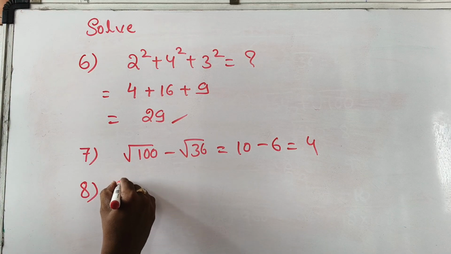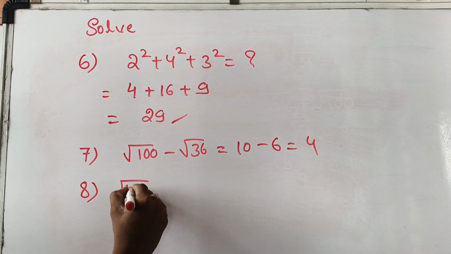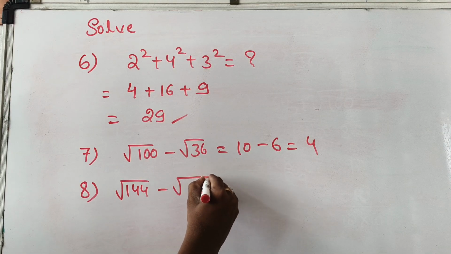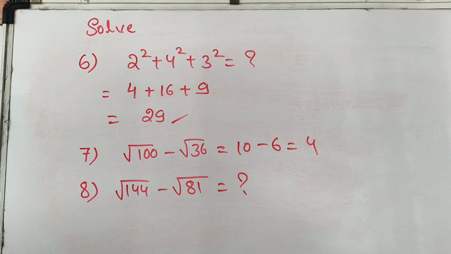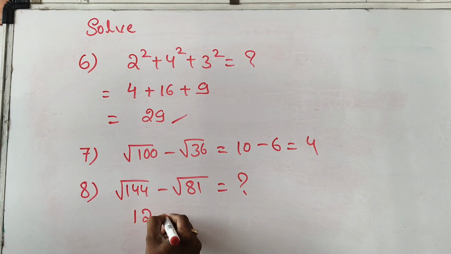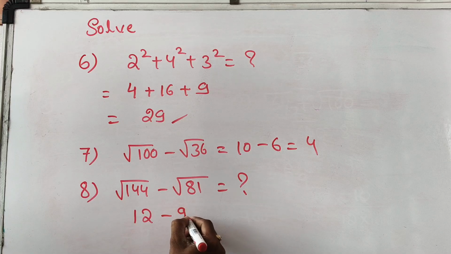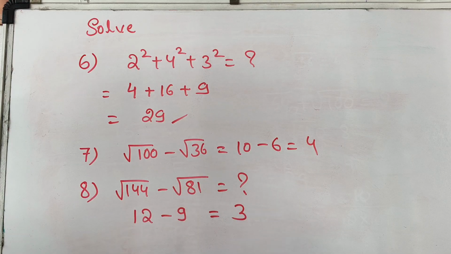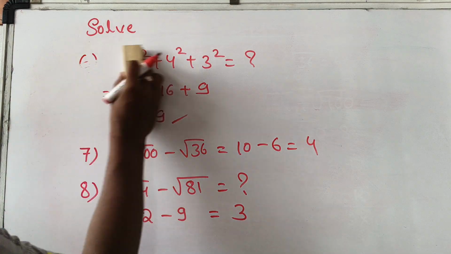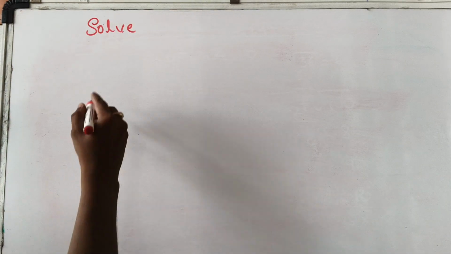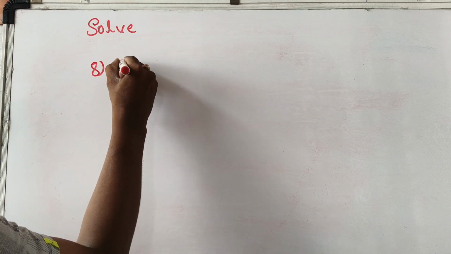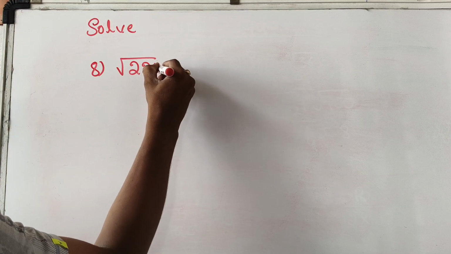Eighth one. Root 144 minus root 81. What is root 144? 12. What is root 81? 9. 12 minus 9. How much is 12 minus 9? 3. The value of 12 minus 9 is 3. This is how we have to solve the square root numbers and square numbers.